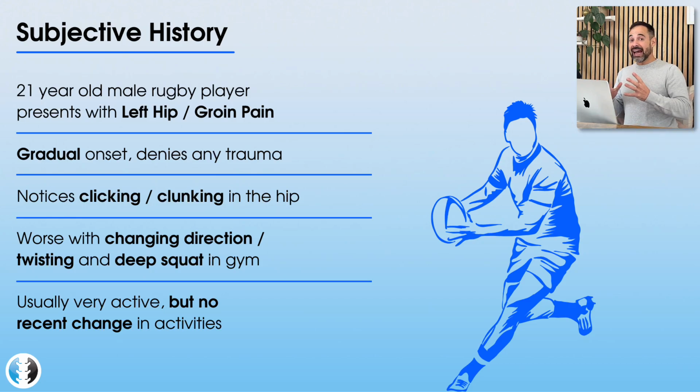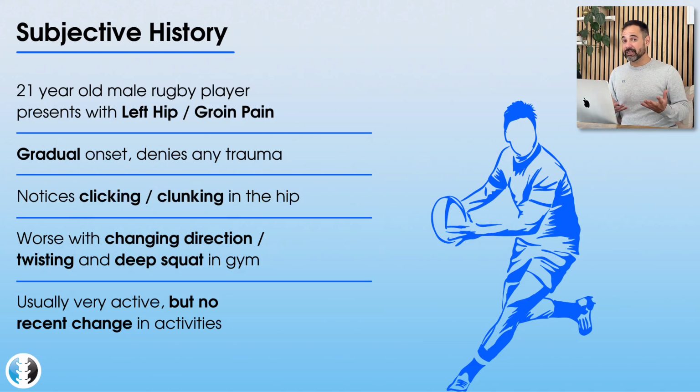So, we have a 21-year-old rugby player and they are complaining of pain at their left hip, particularly around the groin area. They've been playing rugby for a long time and they've noticed this has gradually been getting worse over the course of the last 4 to 5 months. They report that it came on gradually. There was no particular trauma, there wasn't a particular tackle or a particular game that they noticed that it was suddenly worse. It's just been getting a little bit more irritable over time.